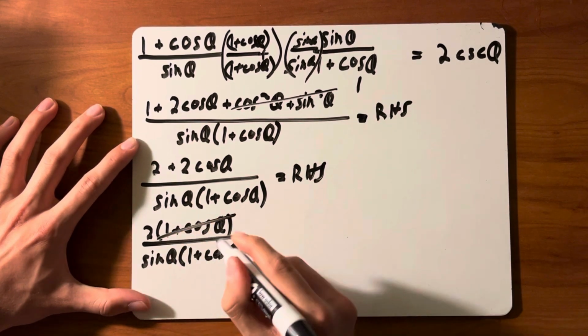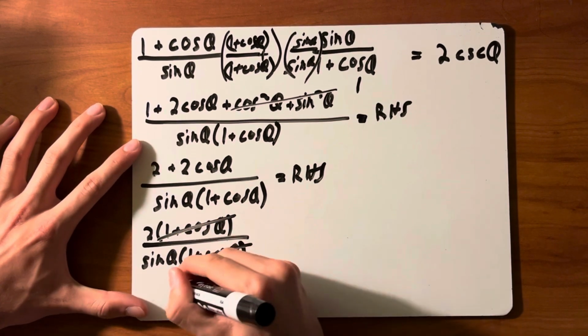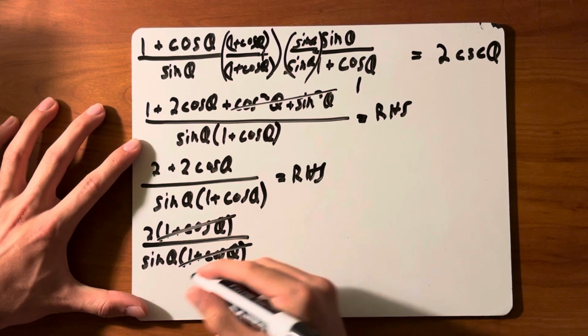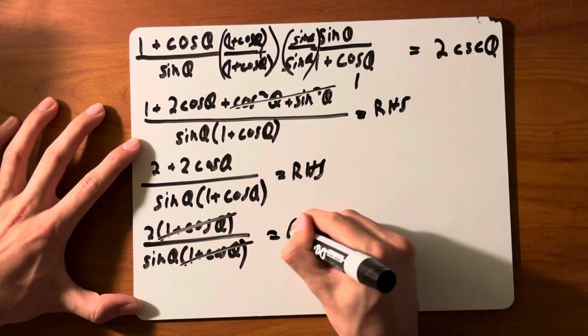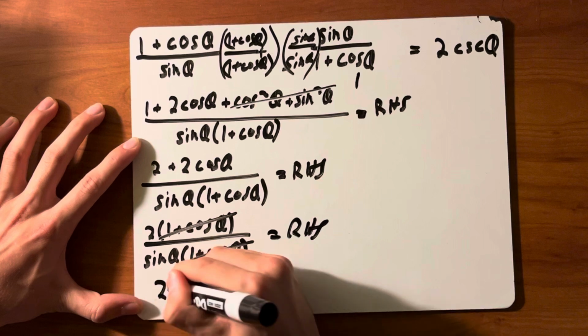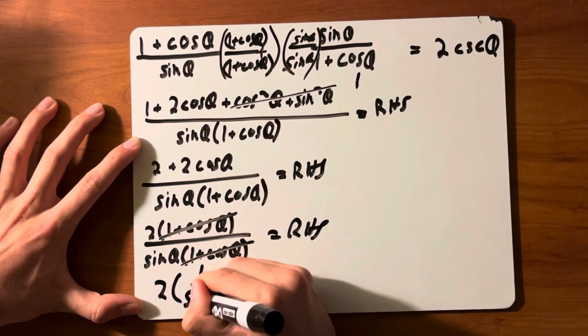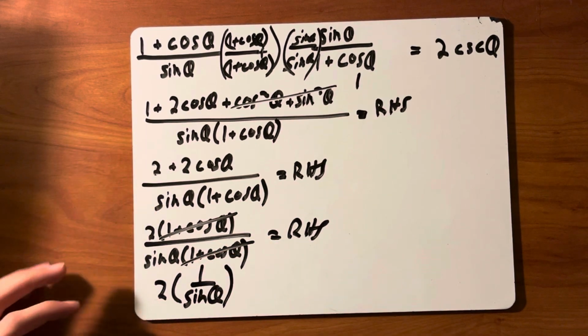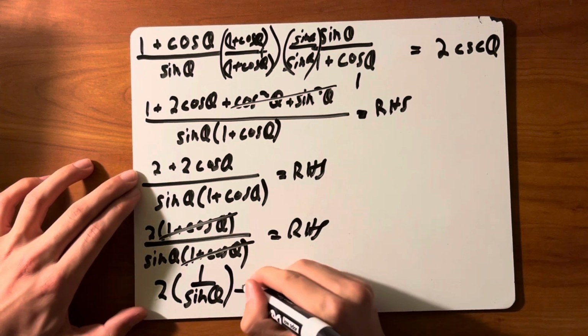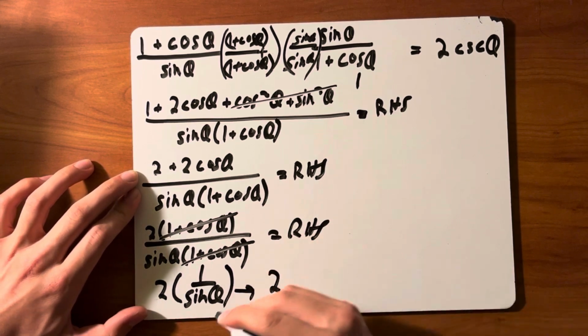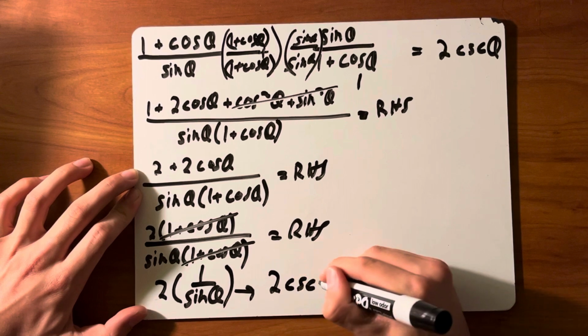So these 1 plus cosines can cancel out, and then we'll be left with 2 over sine theta, which is the same thing as saying 2 times 1 over sine theta. And 1 over sine theta is just cosecant theta. So therefore, the result is 2 cosecant theta.